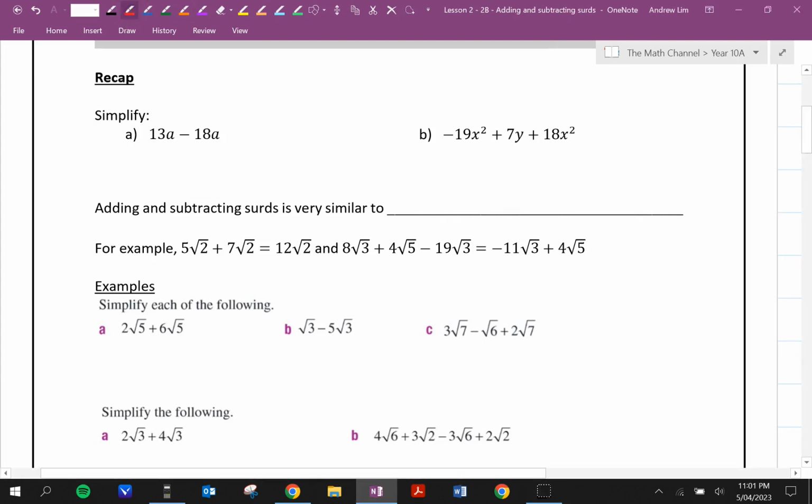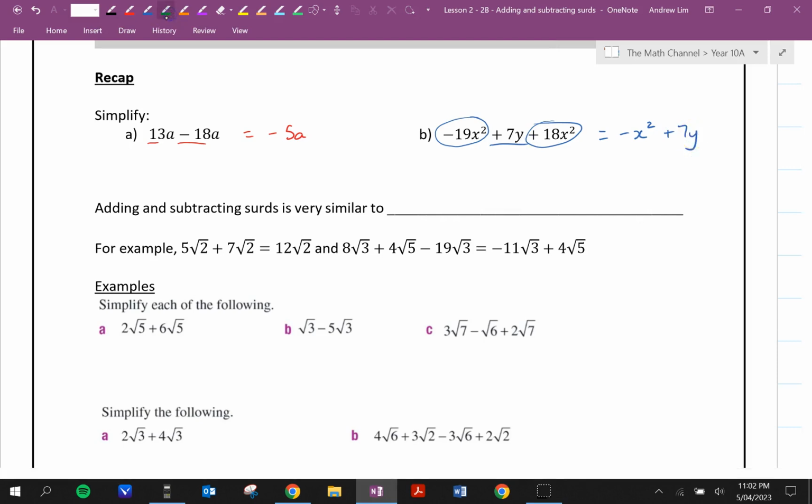Okay, so question A, we've got 13a minus 18a. Because they are like terms, I'm just going to do 13 minus 18, which is negative 5. So we've got minus 5a. Question B, minus 19x squared is a like term with 18x squared. So minus 19 plus 18 is minus 1. So we've got negative x squared plus 7y.